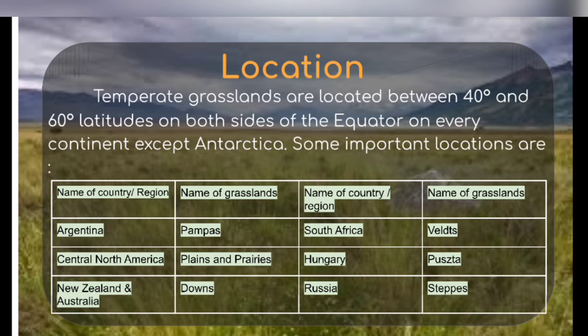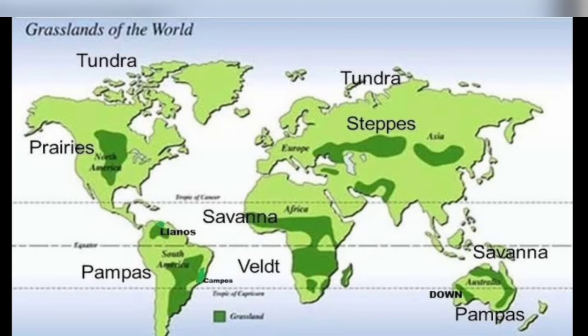Some important locations are given in the table. The name of a country or region and what the grassland is named. In Argentina, the grassland is named Pampas. In Central North America, the grassland is named Plains and Prairies. In New Zealand and Australia, the grasslands are named Downs. In South Africa, the grassland is named Veld. In Hungary, the grassland is named Pusta. In Russia, the grassland is named Steppes. Here you can see the grasslands in the world on our world map.